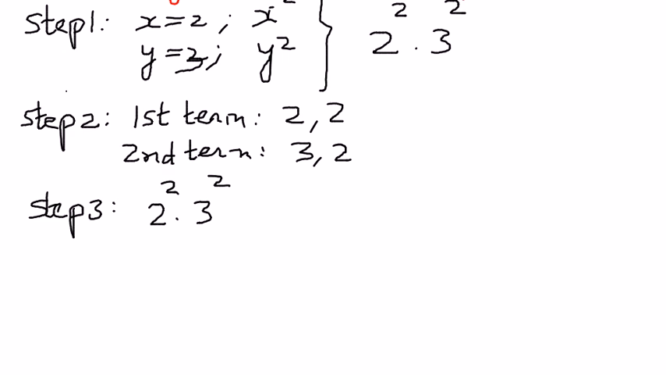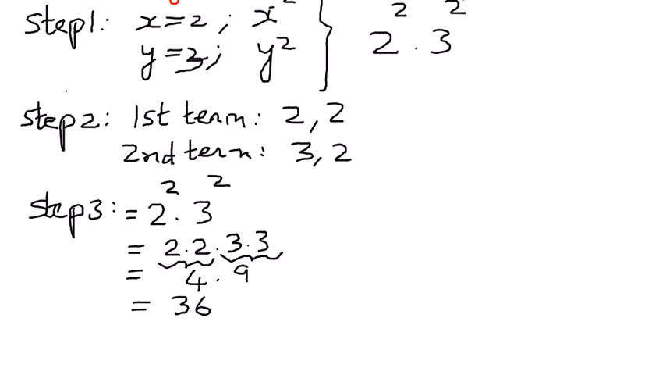And now we're going to expand these with respect to the concept we talked about. The first term 2 is going to be repeated 2 times. The second term, which is 3, is going to be repeated 2 times, and therefore that is how we can write it. And therefore we're going to simplify this math. 2 times 2 is equal to 4. 3 times 3 is equal to 9, and therefore 4 times 9 is equal to 36, and therefore this is our answer.